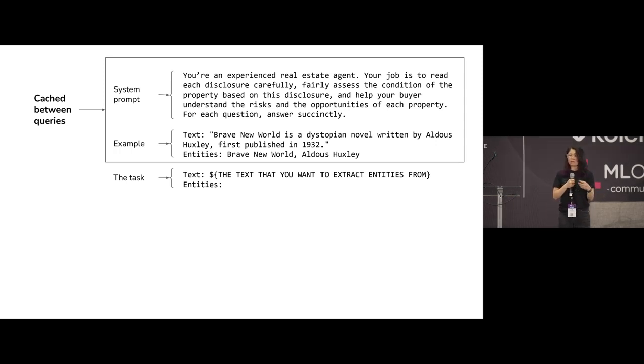For Gemini, I think when they announced the pricing, cached tokens cost a quarter of the price, but you have to pay extra for cache storage, which also makes it somewhat cheaper overall.